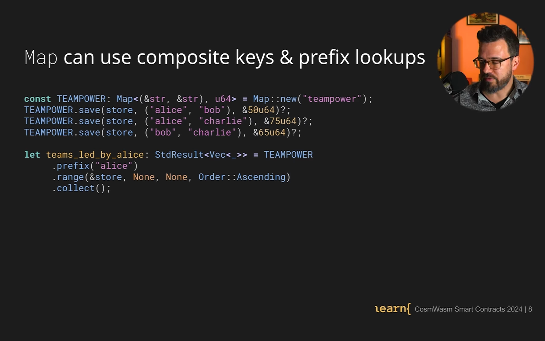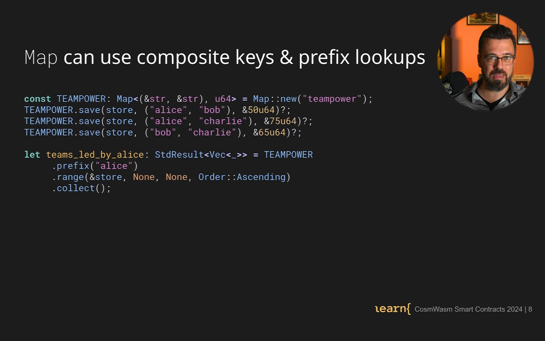I could do prefix Alice, I can do suffix Charlie, I could do suffix Bob, and I'll end up with a vector of only the values that I'm looking for, rather than just the entire map. So it's a more primitive way to filter than indexed map, which is the subject of the next video, but it's a very useful way.